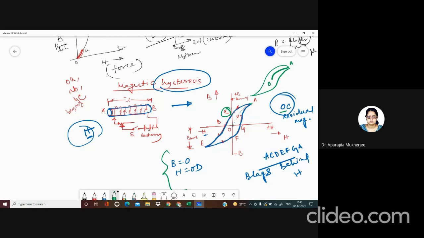Then if we further increase the current in the negative direction, it will keep flowing until the induction density or the flux density becomes zero.